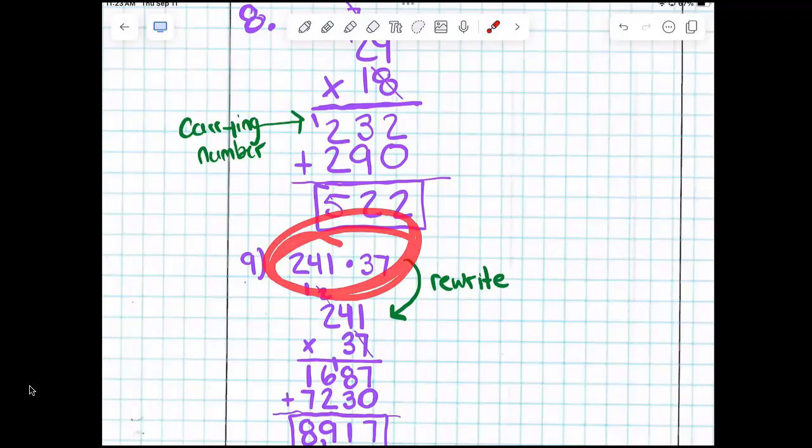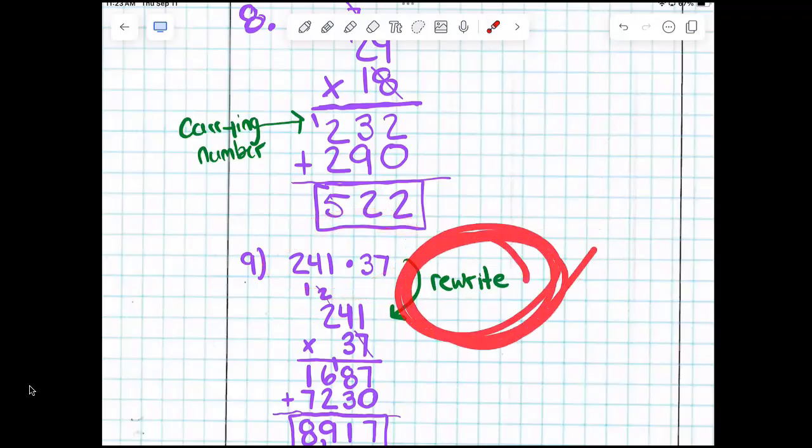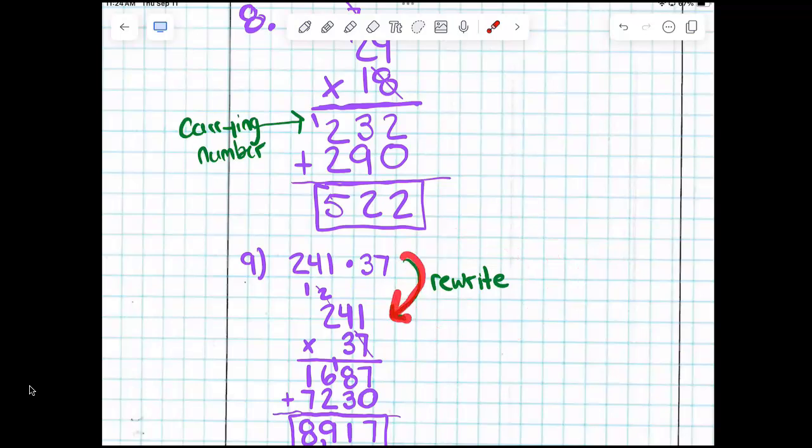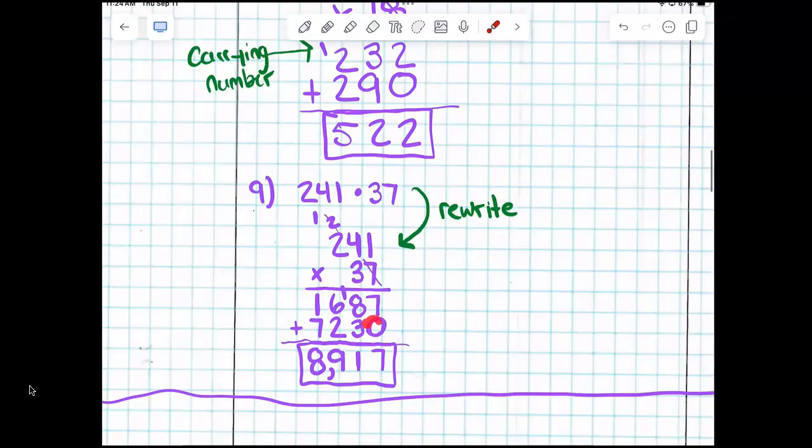If I have a problem written going across the paper, so horizontally, we call this a what? Rewrite. A rewrite means we need to rewrite it so that we can show our work and solve it, yes? Yes. What's this called again down here?